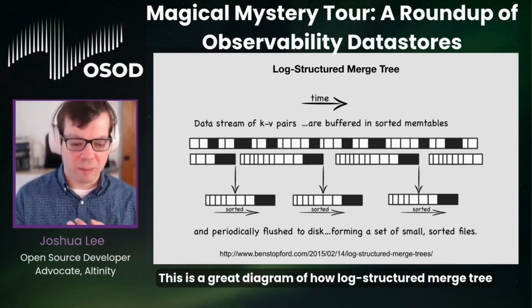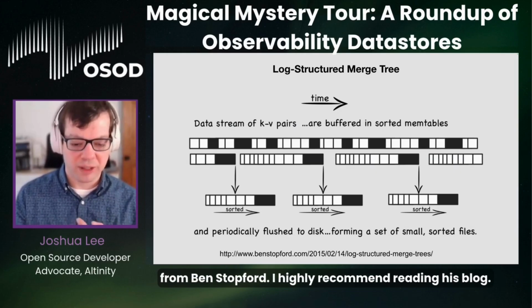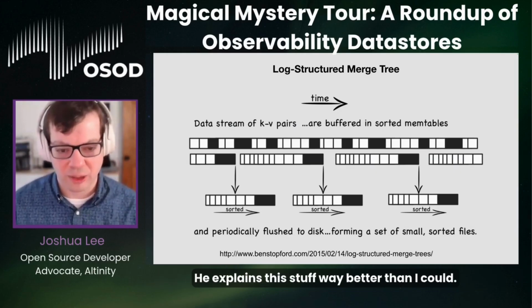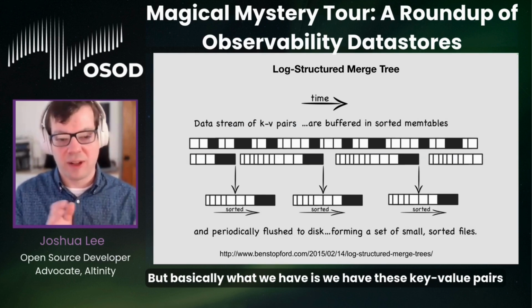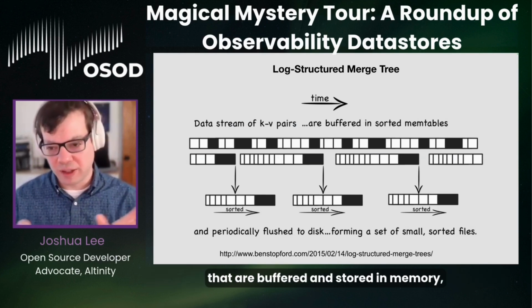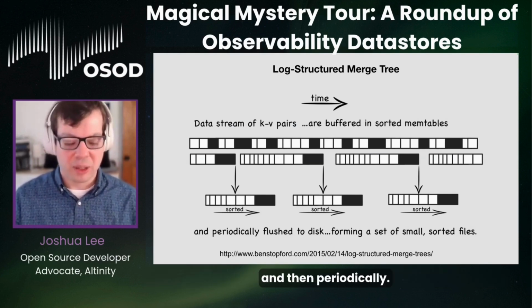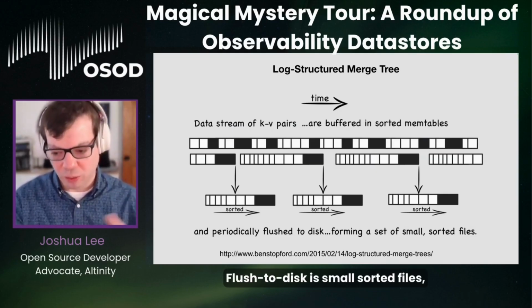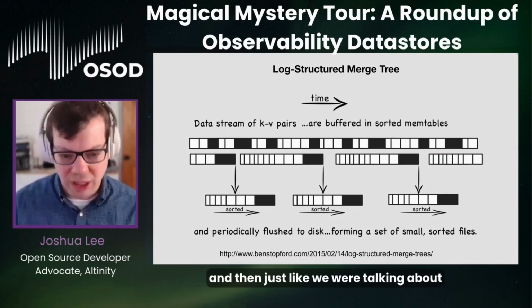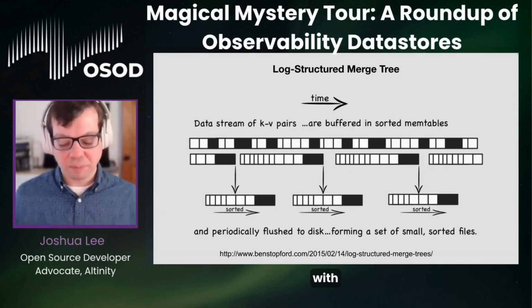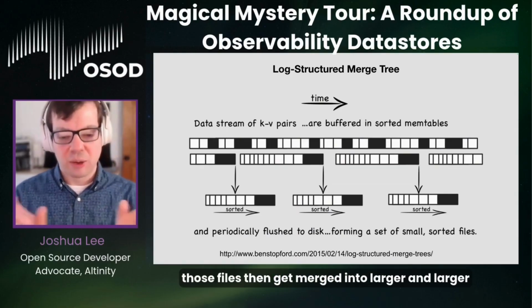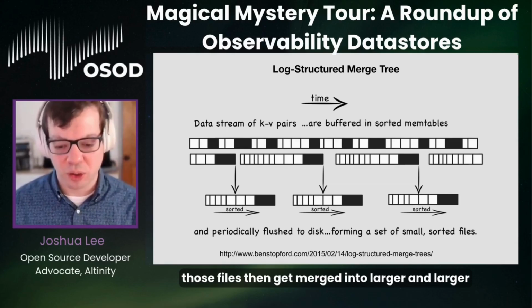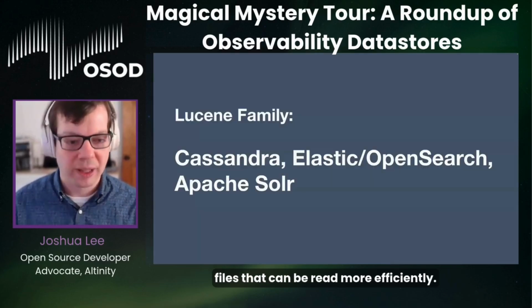This is a great diagram of the log structured merge tree from Ben Stopford. I highly recommend reading his blog. He explains this stuff way better than I could. But basically, we have these key value pairs that are buffered and stored in memory, and then periodically flushed to disk as small sorted files. And then, just like we were talking about with the background compaction, those files get merged into larger and larger files that can be read more efficiently.